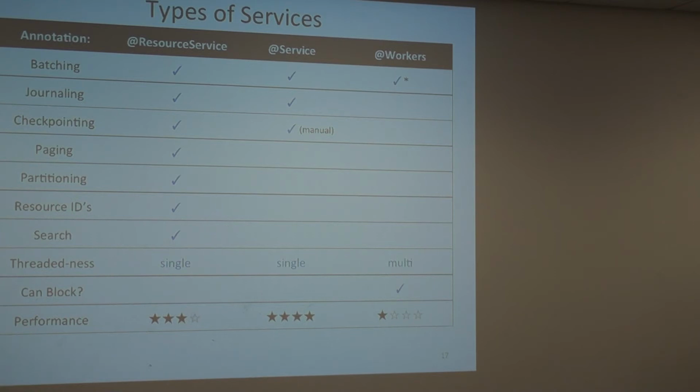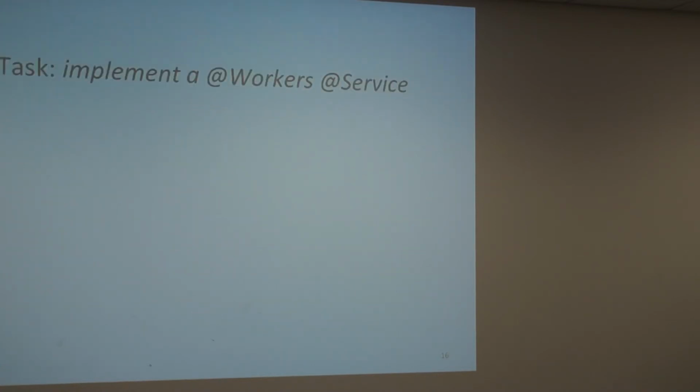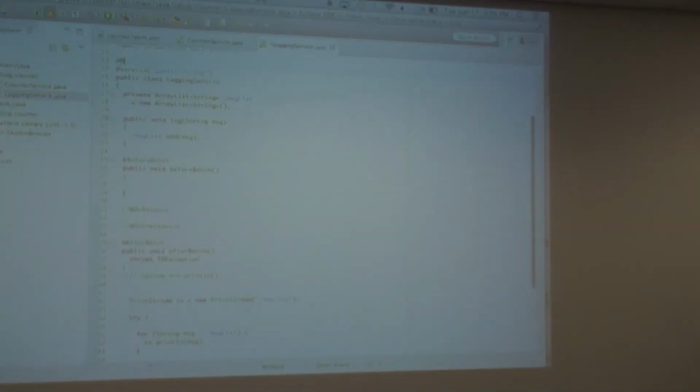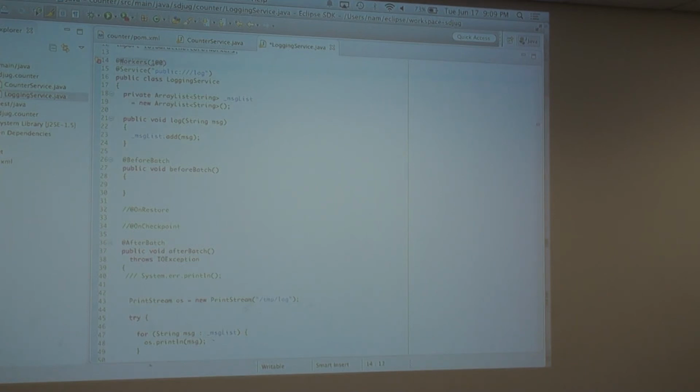So this table shows you the differences between types of services. I think we need to implement a worker service. Let's do that. There we go. That's our worker service. It's multi-threaded. It has a thread pool of 100. And a worker service is a gateway that you use to call into your blocking services like MySQL. And so that's how you would implement a worker service.